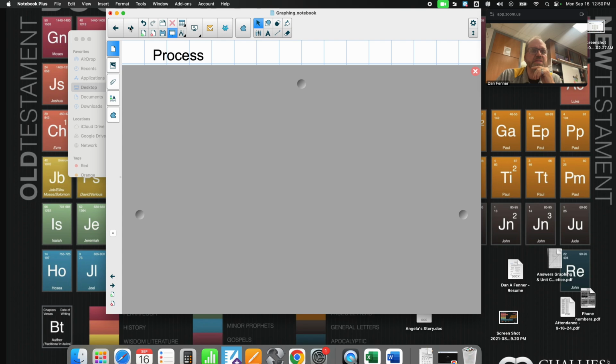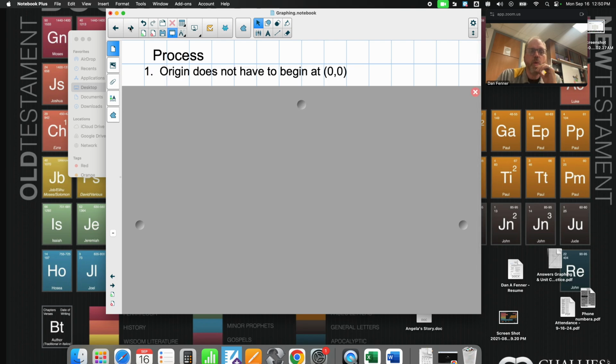So, the process itself. First step, the origin does not have to begin at 0, 0. Not a lot of people like to, but you don't have to. You can put down the values wherever you want. If you really, really want 0, 0, a lot of times you'll see people use a little squiggly line, which means basically it's a break until actually things begin to get interesting.